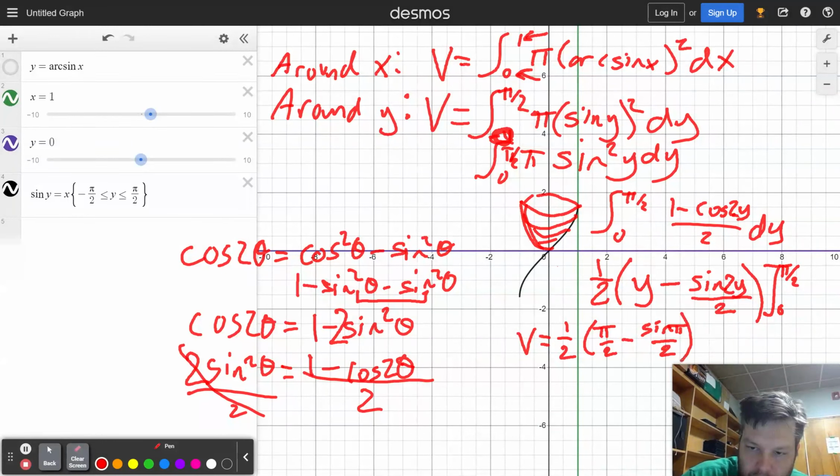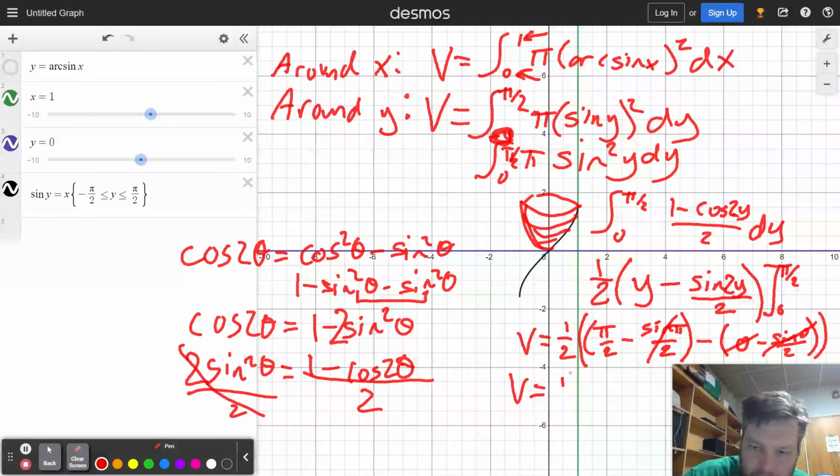One more parentheses so that everything is getting attached to the 0. So we have 0 minus sine of 0 over 2. A lot of that is 0. Sine of 0 is 0. Sine of pi is also 0. So I guess we just get a super nice answer. Volume is pi over 4.